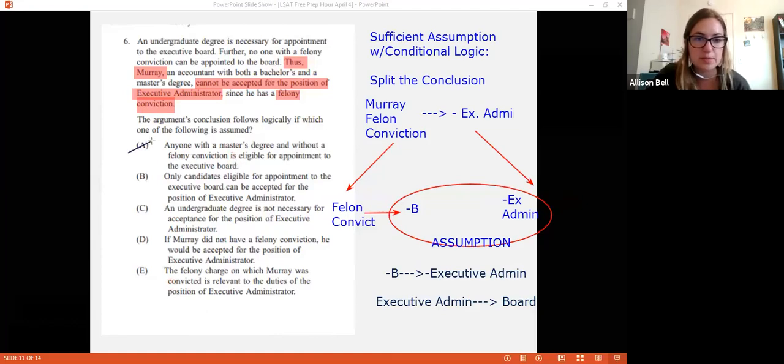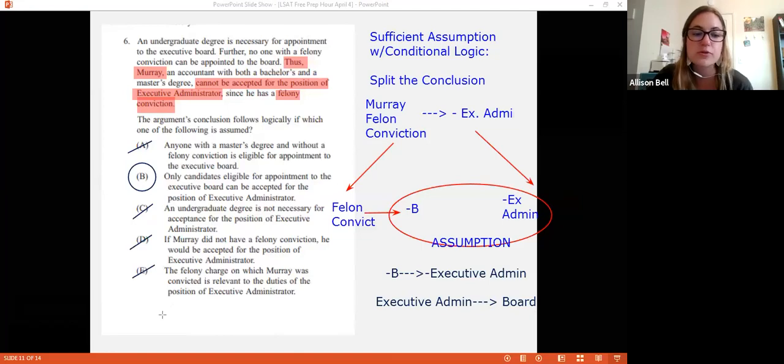I do see them in B. I see executive administrator, but not the board in C. I see executive administrator, but not the board in D. I see executive administrator, but not the board in E. So the answer linking my argument together must be B, which is the correct answer.